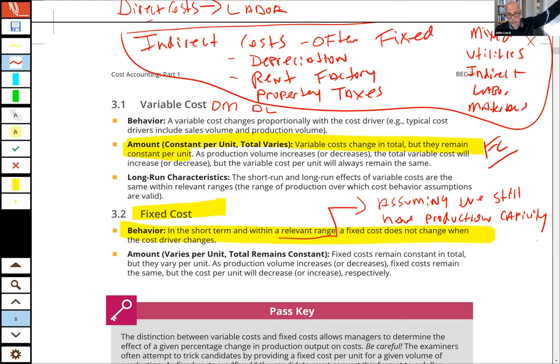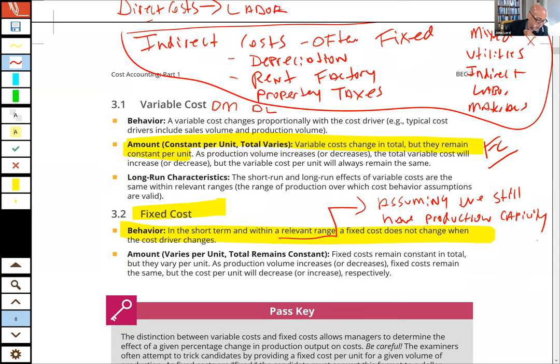If you've reached the capacity of the factory, now your fixed costs are not fixed anymore, because you're going to have to rent another factory, or build another factory, whatever. So when we're talking within the relevant range, we're saying you still have some sort of capacity for production, essentially.